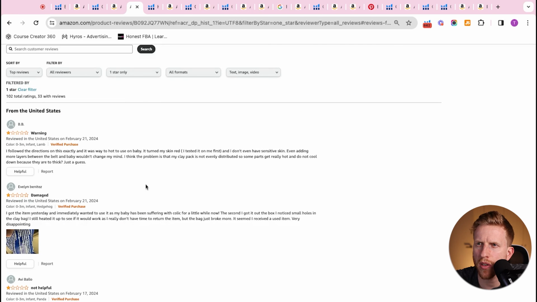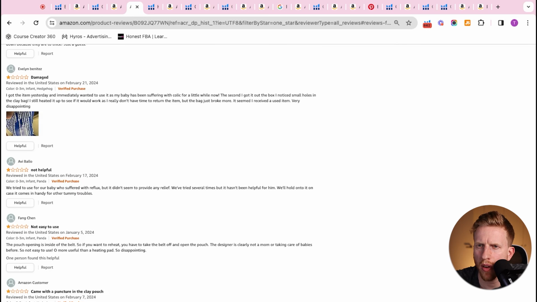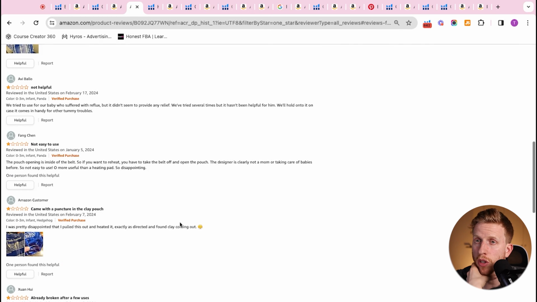I follow the directions, and it was way too hot to use on the baby. Damaged, not helpful. Didn't provide any relief, not easy to use. So, I mean, stuff like this, right? It didn't really provide any relief. This is where it would be quite difficult to maybe come up with a solution to that.